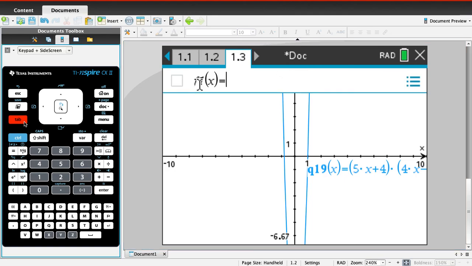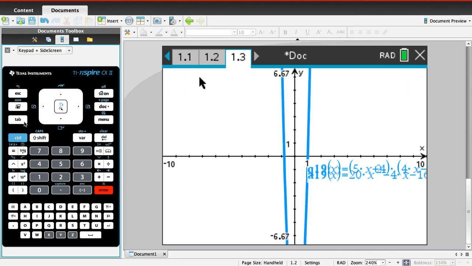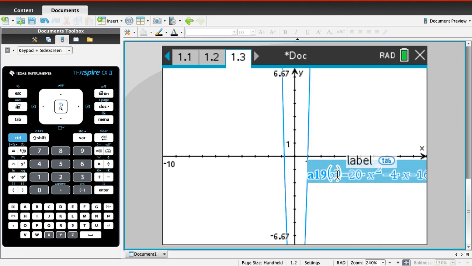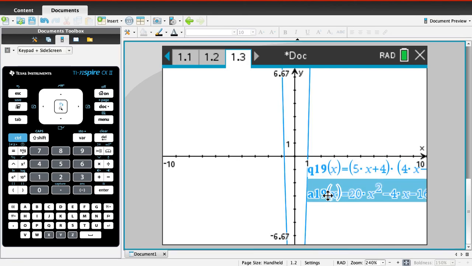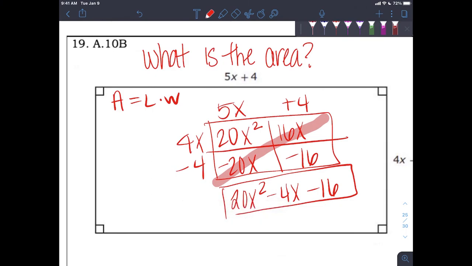I'm going to go ahead and hit tab, and I'm going to say, all right, my answer for number 19 looked like this. And I need you to tell me, is it exactly the same? And yes, they are right on top of each other. Notice how they're so close. They actually put the labels right on top of each other. So yes, these are exactly the same. So we got this one 100% correct.